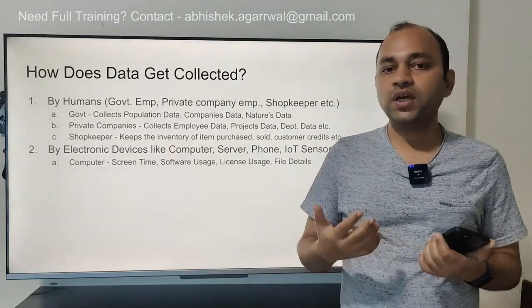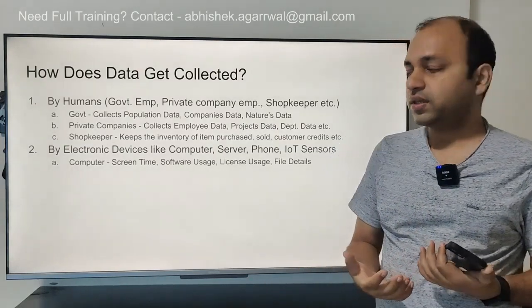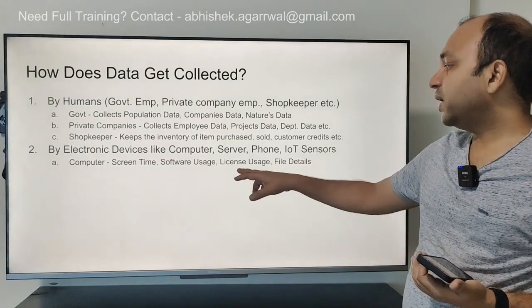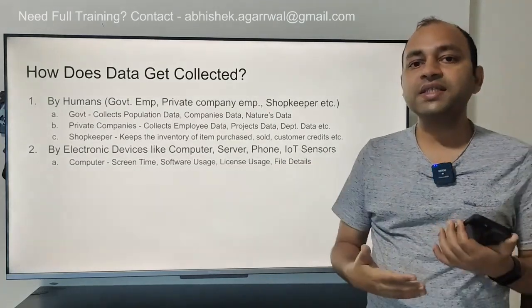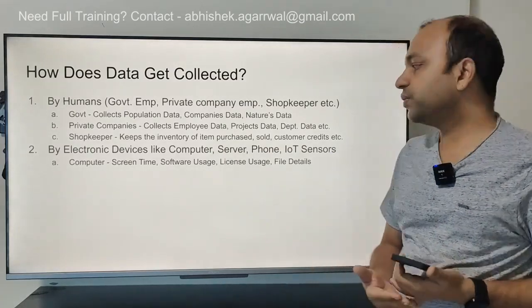Every software comes with usage terms or license terms, so they capture the software usage information. License usage is also a similar type of scenario. They validate whether your license is expired or not and give you the information.